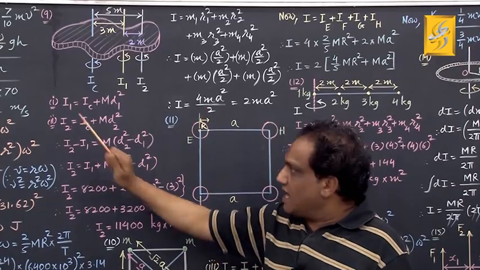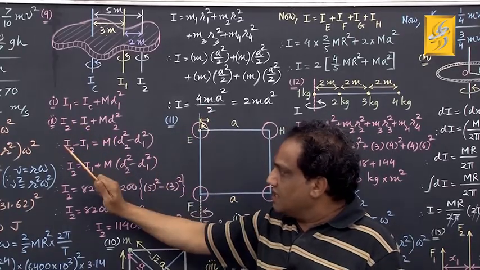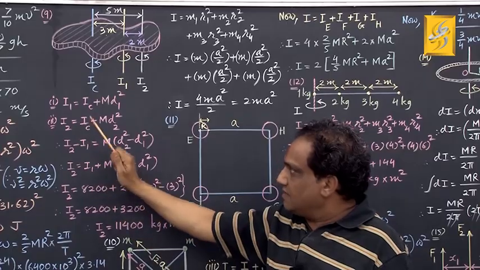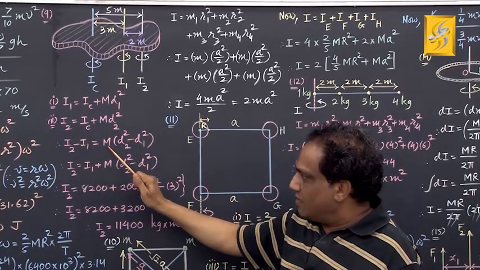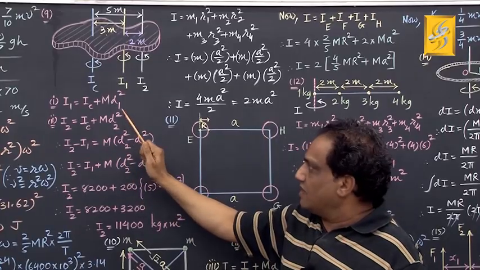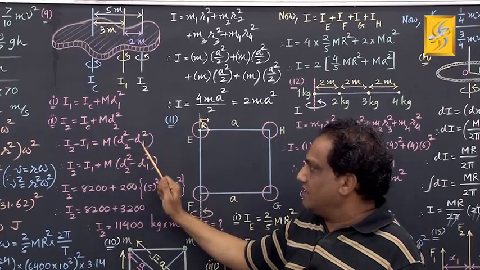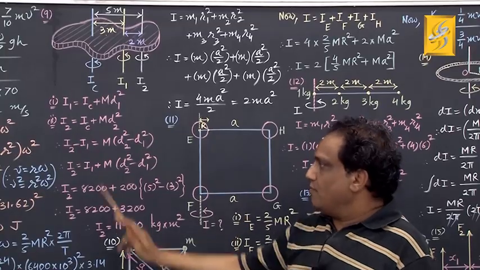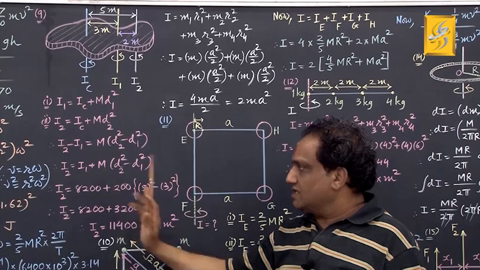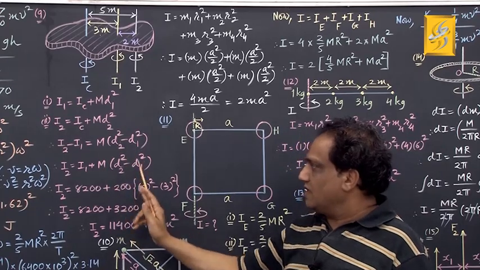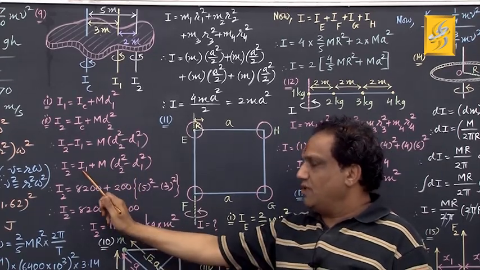And now I just take I2 minus I1. IC minus IC will cancel. M I can take common, and inside the bracket D2 square minus D1 square. And now minus I1, if I transfer on this side, will become plus I1. So I2 equals I1 plus M into D2 square minus D1 square.